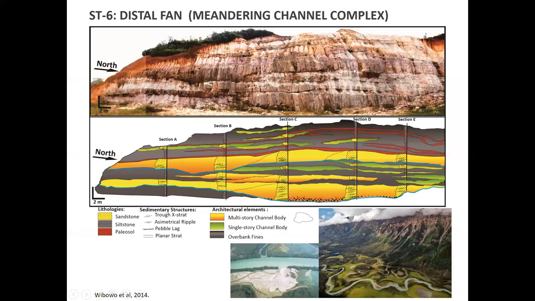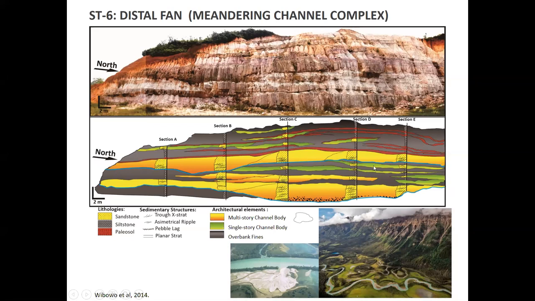So this is the brief summary of the outcrop at stop set 6. We can see clearly the lateral accretion in this meandering channel complex. We also noticed some sedimentary structures, like pebble-like deposits dominant at the bottom of the channel bodies, and then we find some trough cross stratification in the part of the channel bodies.